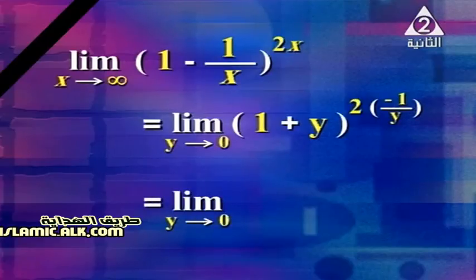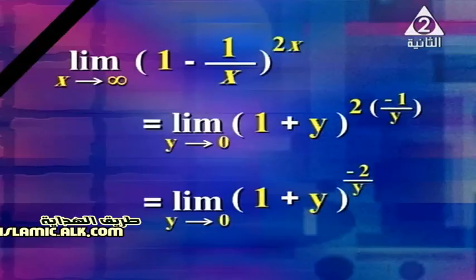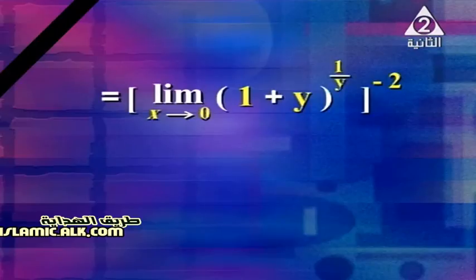Limit when y tends to 0, (1 plus y) for all power negative 2 over y. Therefore, we put limit x tends to 0, (1 plus y) for all 1 over y power negative 2. Remember, dear student, the inside bracket is e. We substitute about limit when x tends to 0, (1 plus y) for all 1 over y for all negative 2 is e power negative 2.